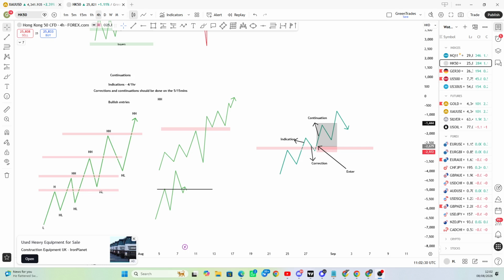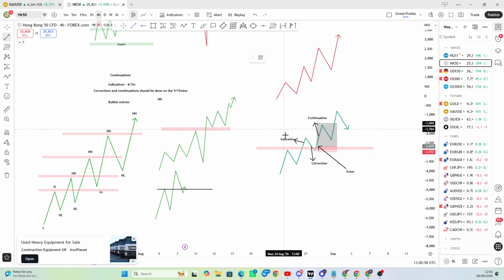All right, cool. So the entry, continuation is very important, because remember the strategy is indication, correction, and then continuation. If the market is going to move like this, you're trying to enter at a place where you know that if it gets to this level, we can enter.